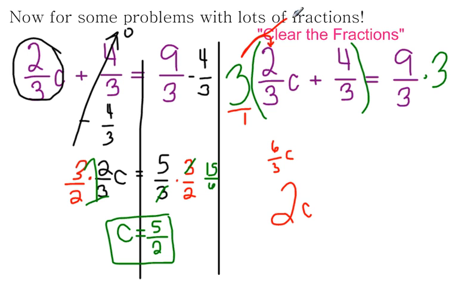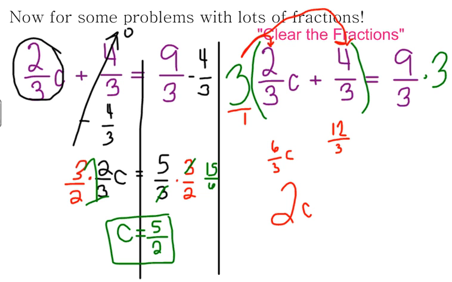Now I've got to distribute this 3 over here to this other fraction. 3 times 4 is 12. Oops, let me write that up here. And 1 times 3 is 3. And what is 12 over 3? 12 over 3 is 4.